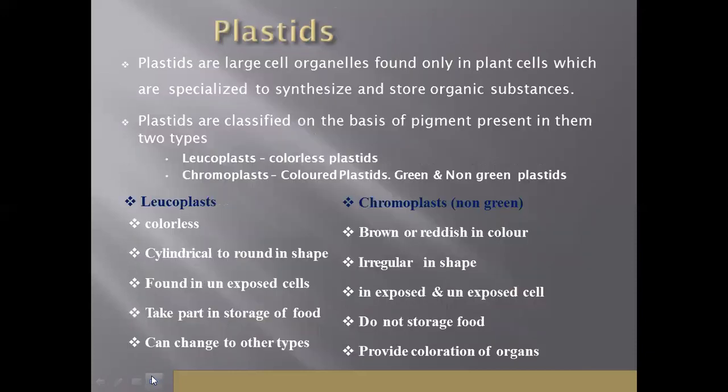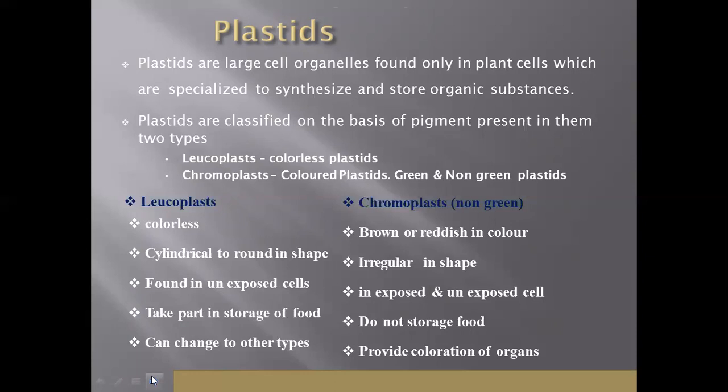Moving ahead, the plastids. Plastids are only present in plant cells. There are three types of plastids: leucoplast, chromoplast, and chloroplast. Leucoplasts are colorless, chromoplasts are non-green and colorful, and chloroplasts are green. What is the role of leucoplasts? Leucoplasts are colorless, cylindrical to round in shape. They are found in unexposed cells. They take part in storage of food and can change to other types as well.